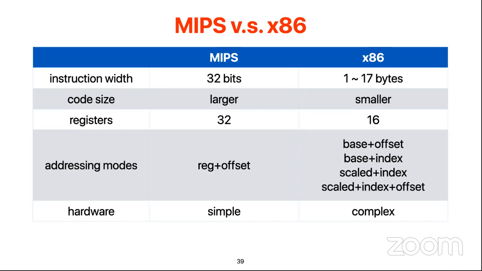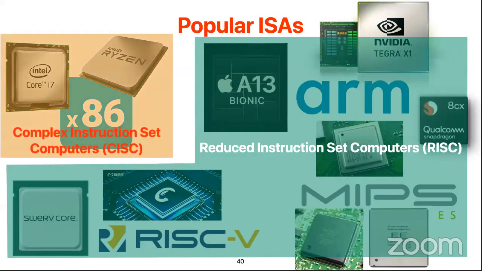And the code size, as I said yesterday, refers to the number of static instructions. In MIPS, because you need more instructions, it's generally larger. For the number of registers, MIPS has more, x86 has fewer. For addressing modes, MIPS only has register plus offset, but for x86, there are tons of them. And the hardware, as you can tell, MIPS is simple, x86 is more complex. Because it's complex, most of the popular instruction set architectures are called reduced instruction set computers, and x86 belongs to another category called CISC, complex instruction set computers.